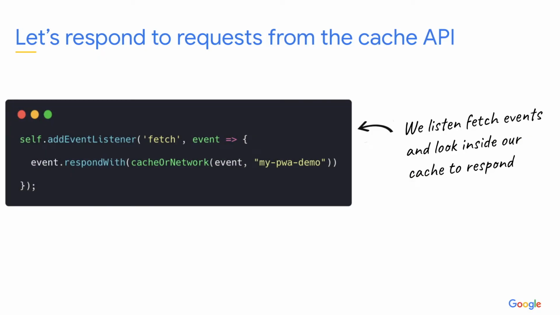So inside our service worker, we are listening for fetch event, and we are intercepting the request with the respondWith method. Inside our respondWith method, we will create a function called cacheOrNetwork that will handle our logic that we saw on the previous slide. This function will take two parameters: the event that we'll get from our event listener, and second parameter is our cache.